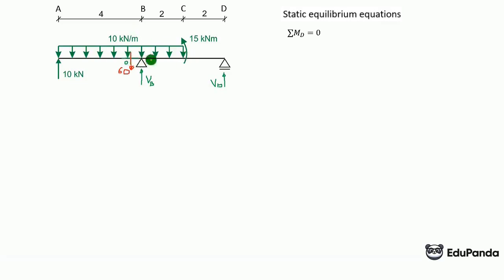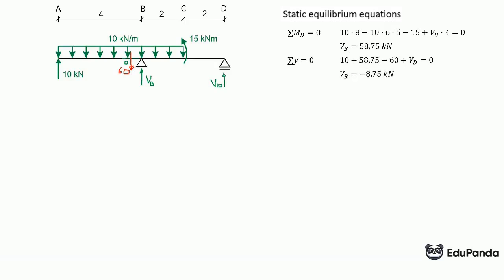So 10 times 8 minus, I wrote here 10 times 6, which means 60 times 4 and 1 more, which means times 5 minus moment 15 plus VB times 4 equals 0. From this, VB is equal to 58.75 kilonewtons. The sum of projections on the y-axis equals 0. 10 plus 58.75 minus 60 plus VD equals 0. From this, VD should be equal to minus 8.75, so as before I put a plus and change the direction of the reaction VD to the opposite.